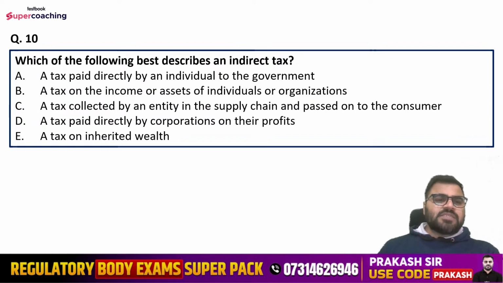Question number 10 is which of the following best describes an indirect tax? So options are a tax paid directly by an individual to the government, a tax on the income or assets of individuals or organizations, a tax collected by an entity in the supply chain and passed on to the consumer, a tax paid directly by corporations on their profits, or a tax on inherited wealth.